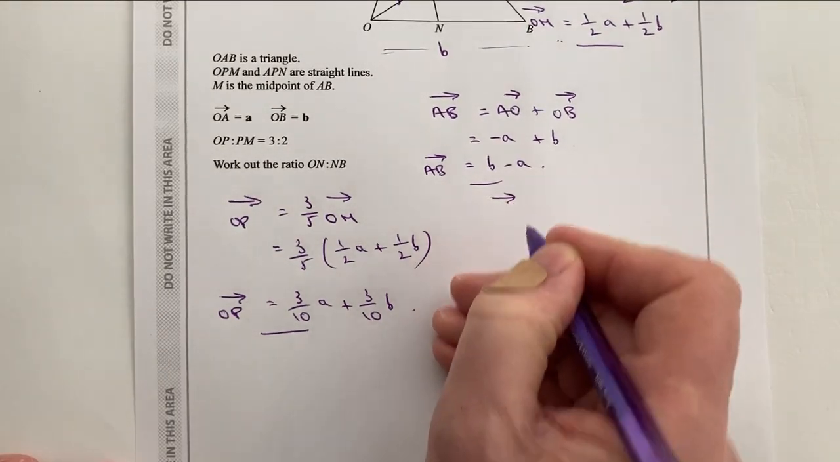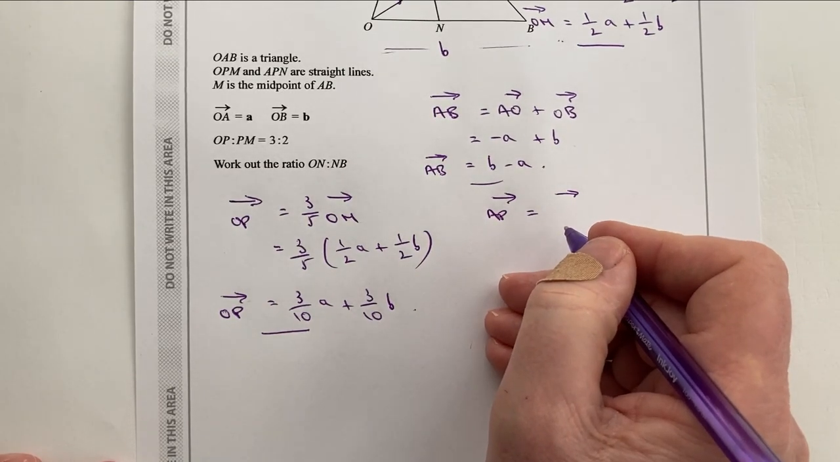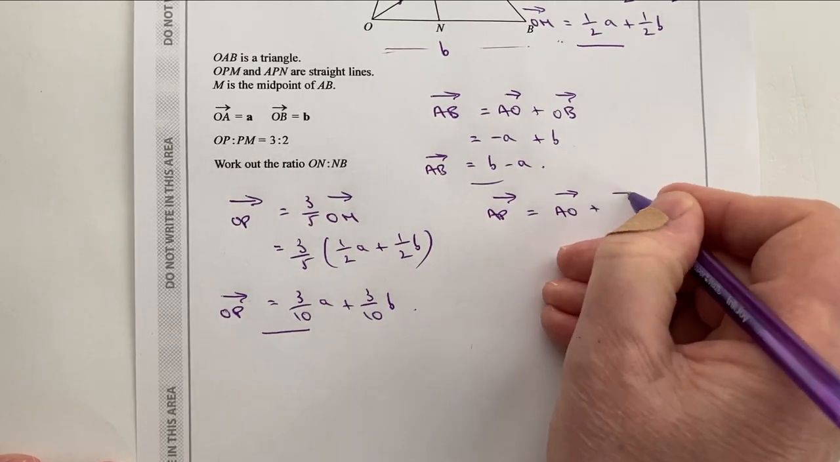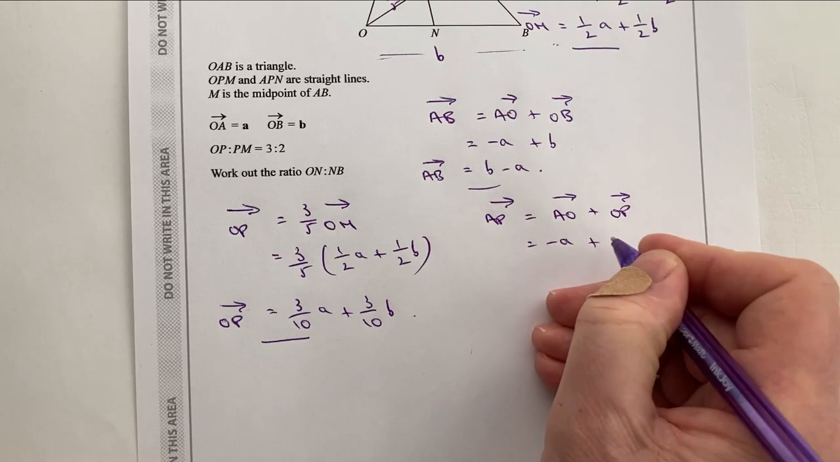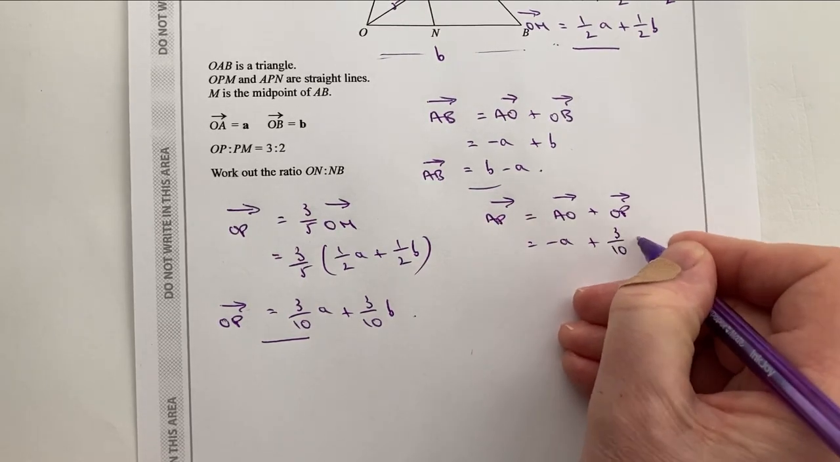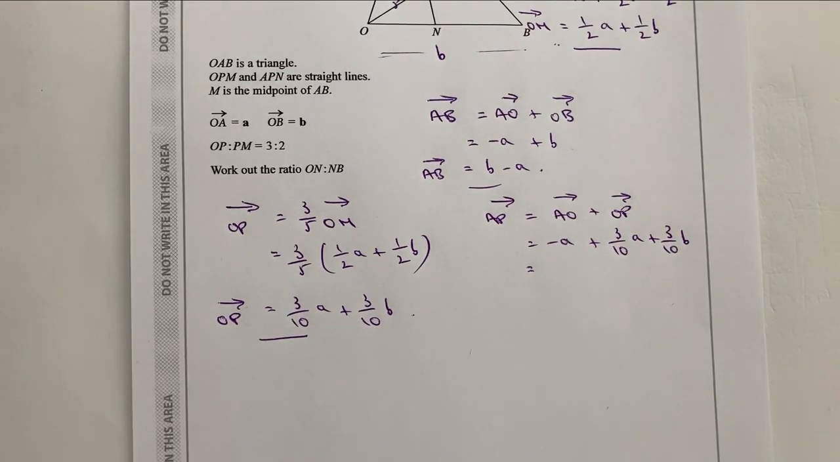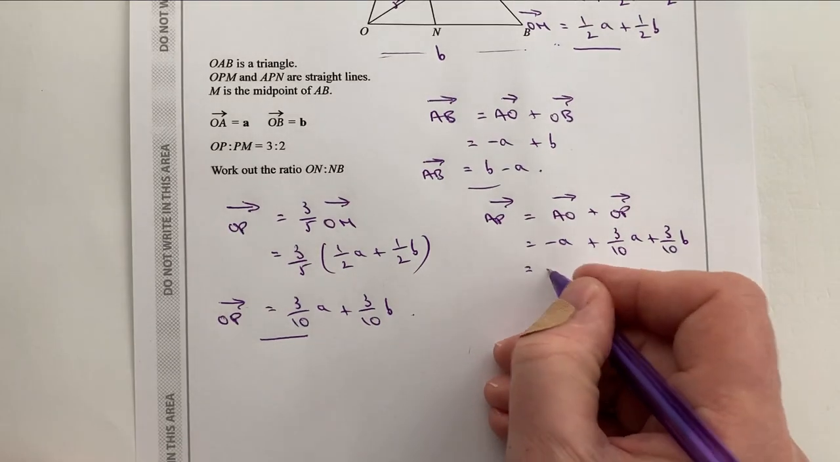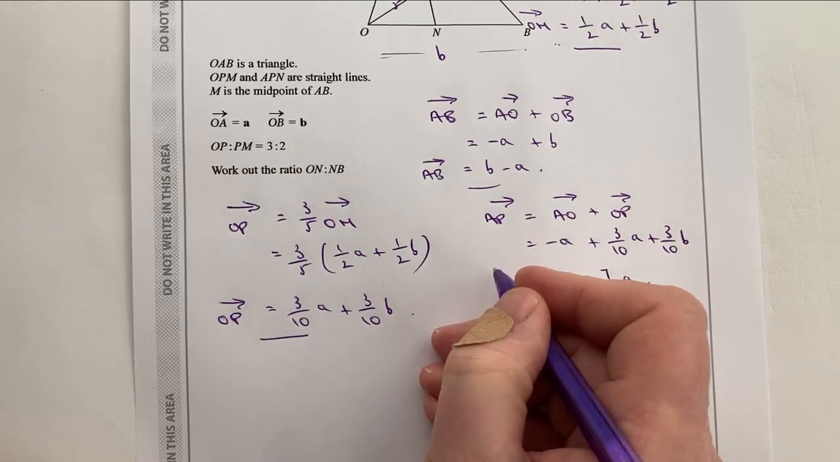So vector AP is going to be equal to vector AO plus vector OP. It's going to get a little bit complicated at this point, but hopefully we'll be able to follow each of these. Let's have a look at what we've got. Well, AO is minus A, and OP, we've said, is going to be 3/10 of A plus 3/10 of B. So that's going to equal 3/10 of B minus 7/10 of A. Hopefully you're okay with that.